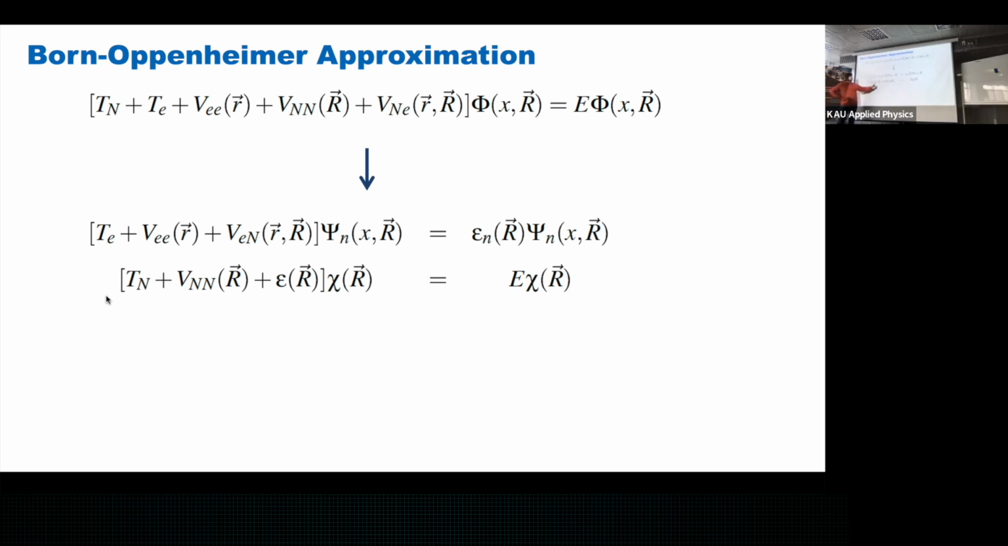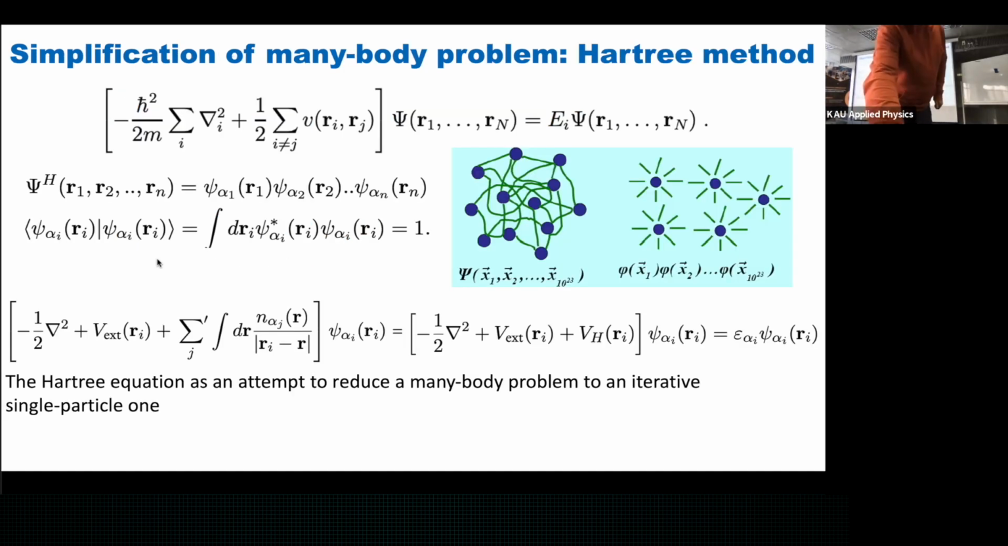And we have the nuclei part: the kinetic energy of nuclei, nuclear repulsion, and some potential in which all this exists. Then we say that nuclei are much heavier than electrons. That's why we can neglect this part and solve only this part. So we have simplified the problem. We removed all these nuclear terms from the equation. And then this approach was used by Hartree to create his method.